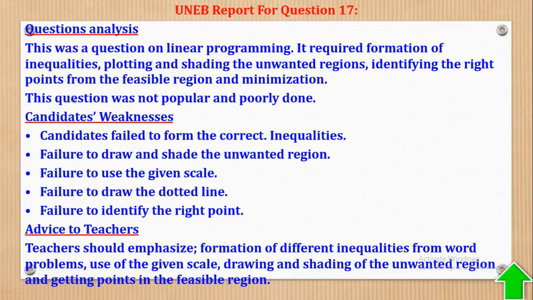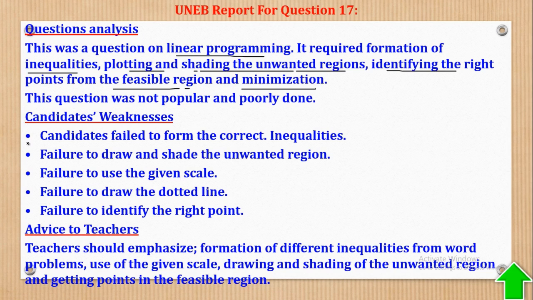So now let's look at the report for this question. So this was a question on linear programming. It required formation of inequalities, plotting, shading the unwanted regions, identifying the right points from the feasible region, and minimization. This question was not popular and poorly done, so I hope in this video you have mastered how inequalities are done.